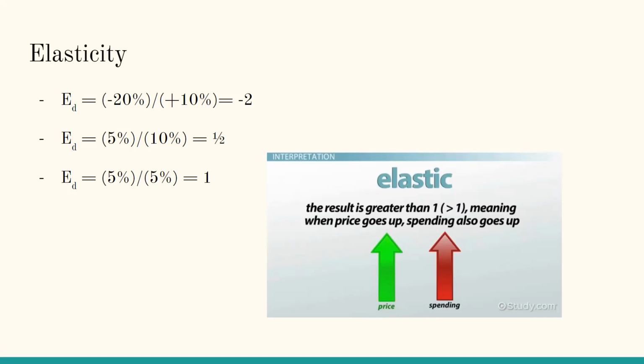Okay. Next example. The price of oranges increases by 5% and the quantity demanded decreases by 5%. Using our elasticity formula, find this out. So it's basically 5% divided by 5%, decrease divided by increase.